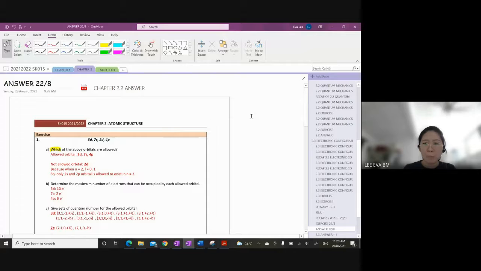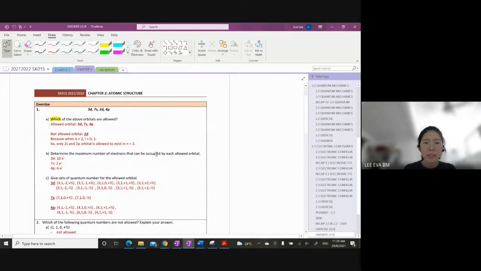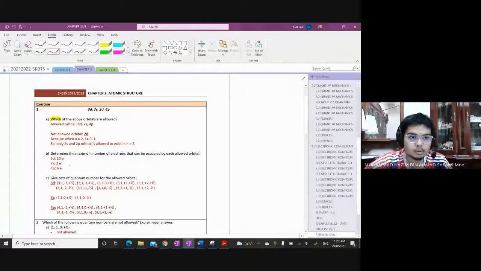Okay. For part B, determine the maximum number of electrons that can be occupied by each allowed orbital. So for 3D, any d orbital, d subshell is 10 electrons. Okay. For S subshell, any S, doesn't matter 1s, 2s or 7s, maximum, Madam, is 2. Yes.